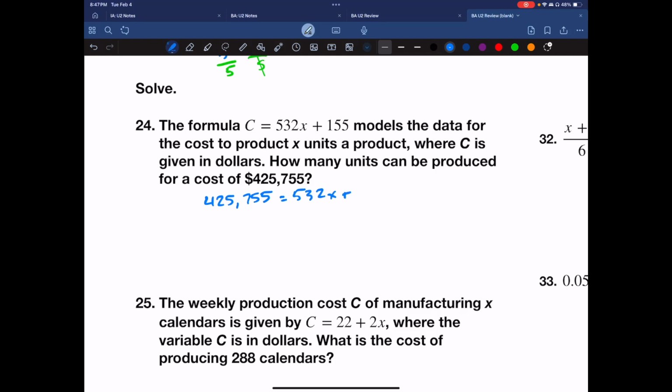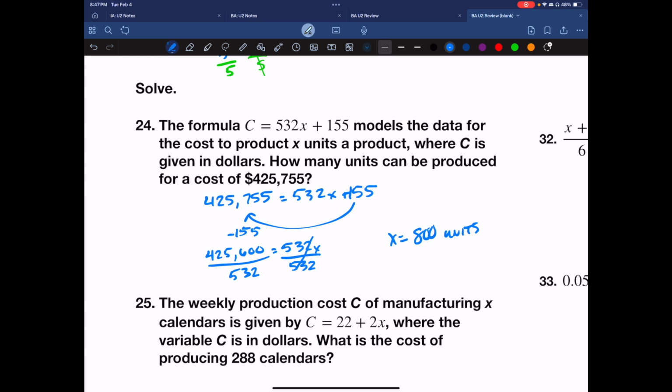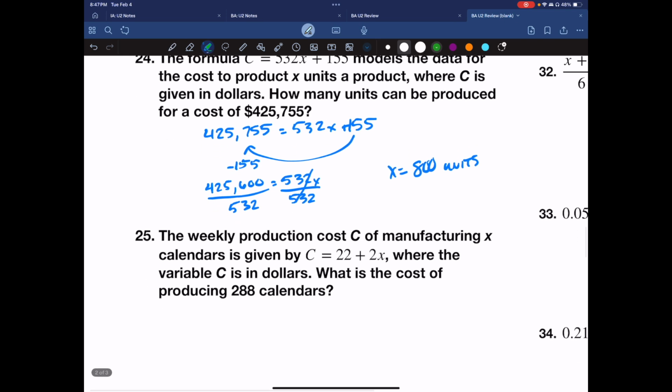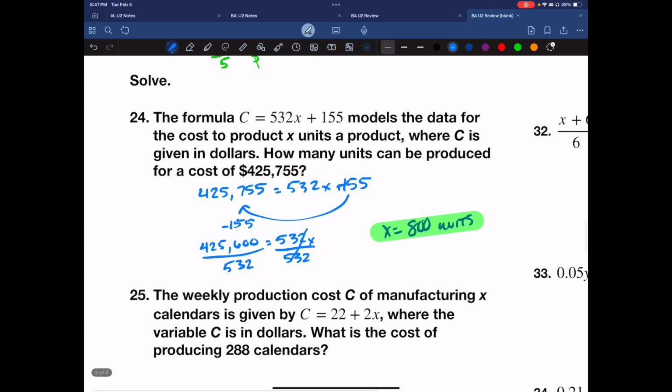532x plus 155. I'm going to subtract the 155. It's going to be 425,600. Divide by the 532. You should be fine working with bigger numbers because you have a calculator, right? You do that, and it's going to equal x equals 800 units. 800 units, right? So for that price, that's the cost of 800 units of product.